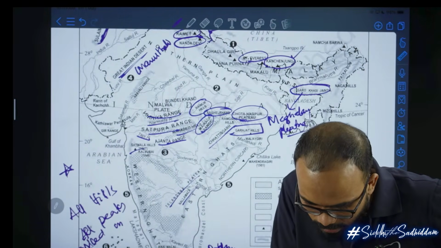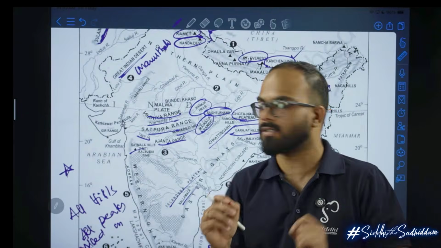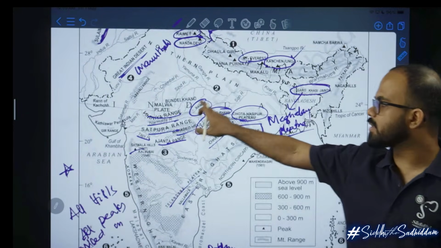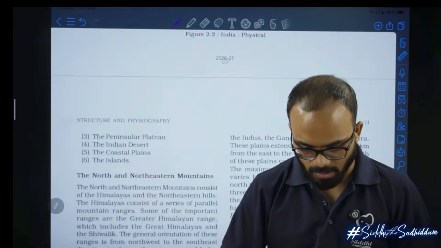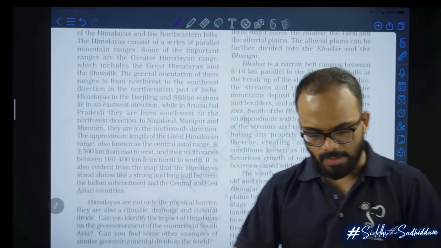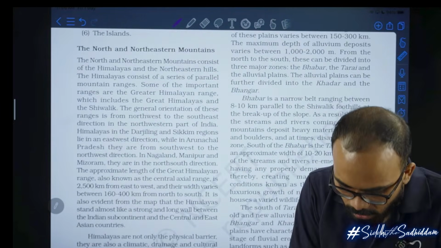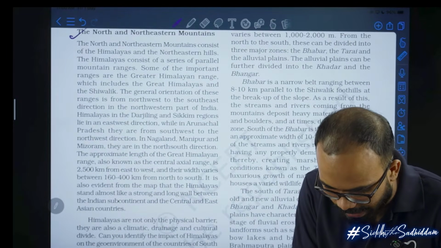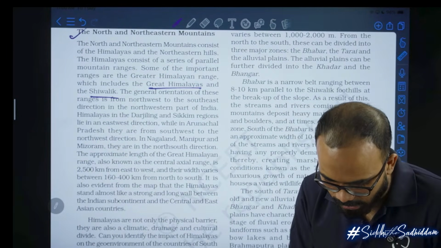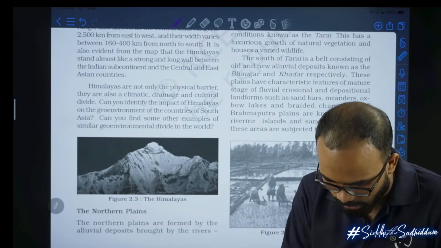So all these things, there are fairly likely chances of asking questions. You need to know about these hills. This map is very, very important. Now, next part is about the north and northeastern mountains. When they're talking about north and northeastern mountains, we have great Himalayan ranges and then Shivaliks. This line they can ask you.